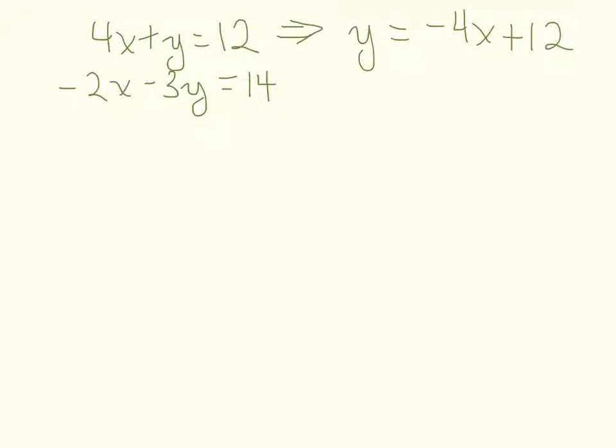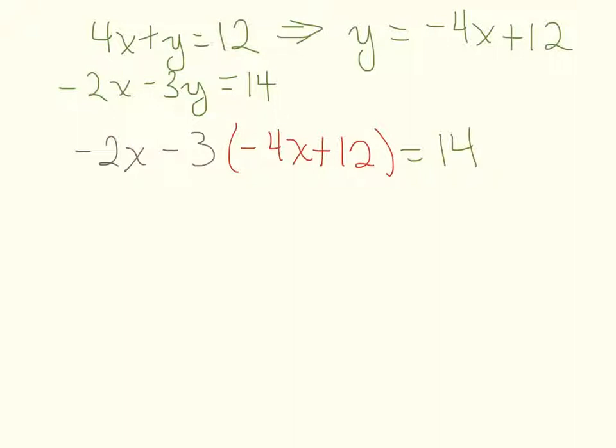Okay, and then that would be easy to plug in for y in this equation. So we're going to take all of this, because y is equal to all of this, and plug it in right there for y. So let's do that now. We'll take negative 2x minus 3 times negative 4x plus 12 is equal to 14. Okay, so where did we get this negative 4x plus 12 from?